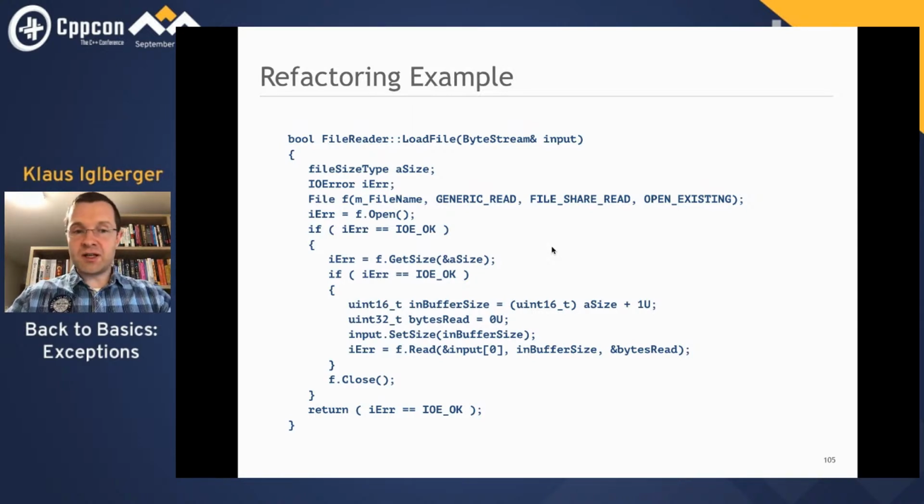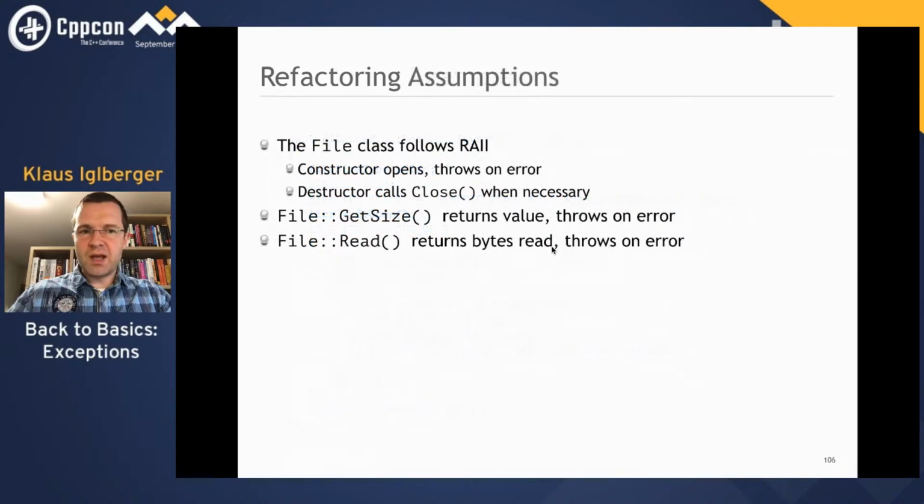Now, you can refactor this very, very elegantly. You just have to first of all rework file, because file, as long as it works with error codes, will not really work. So let's assume that file has been restructured following the right principles. Now the constructor opens the file or throws an exception. Of course, the destructor calls close when necessary. Get size and read, these two functions also throw on error and return whatever is expected.